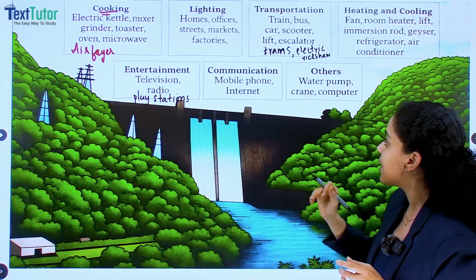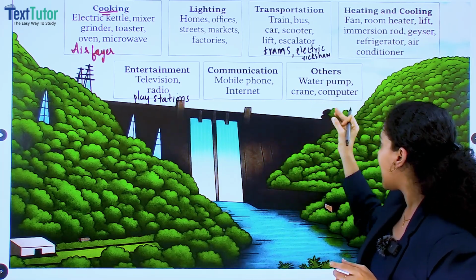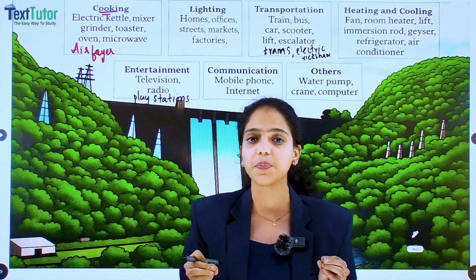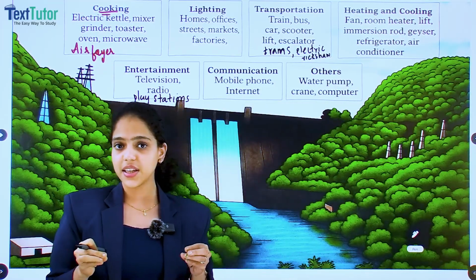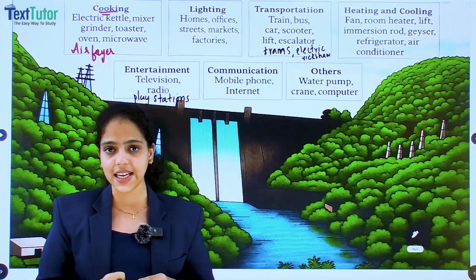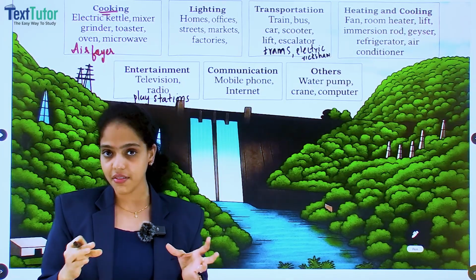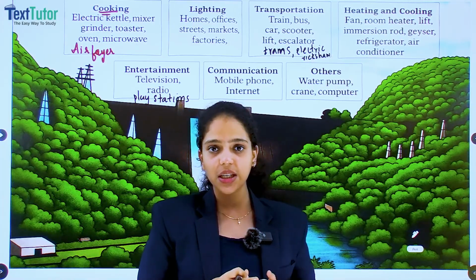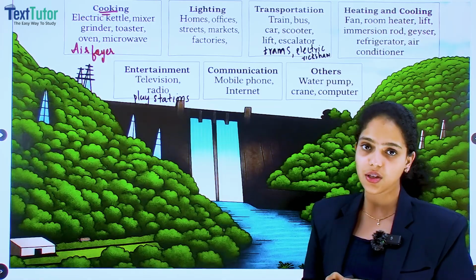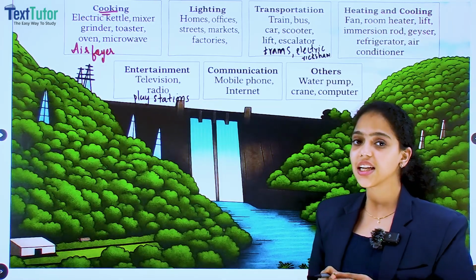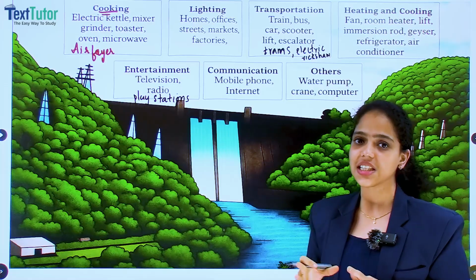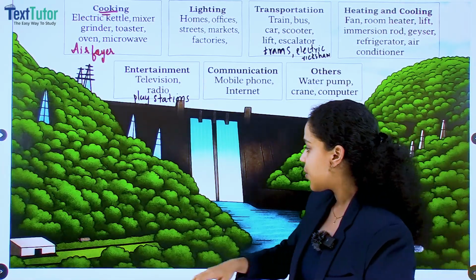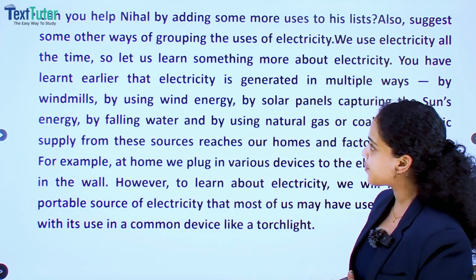Then heating and cooling, entertainment, communication, and some other examples are given here. So in our daily life, electricity plays a vital role, and electricity is everywhere. Simply, we can say electricity is the flow of charge.